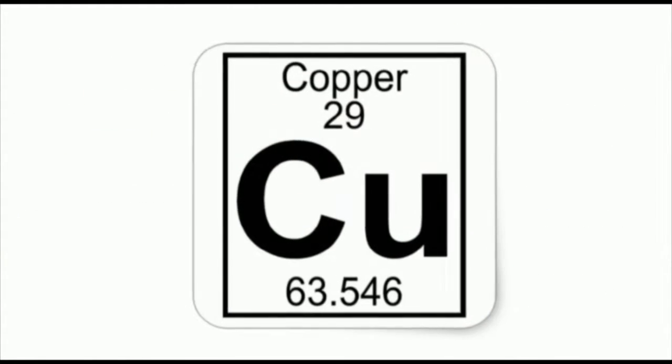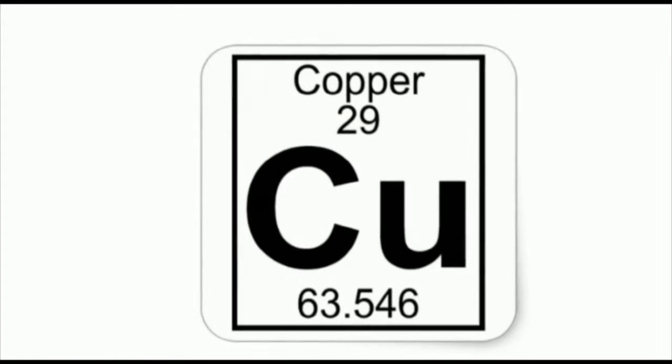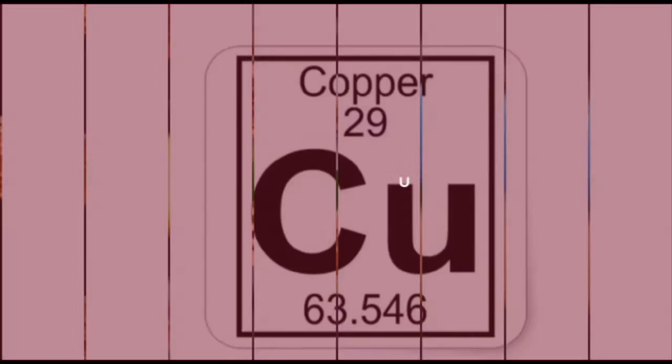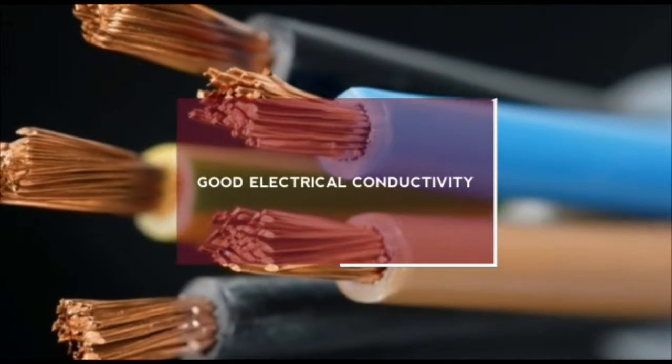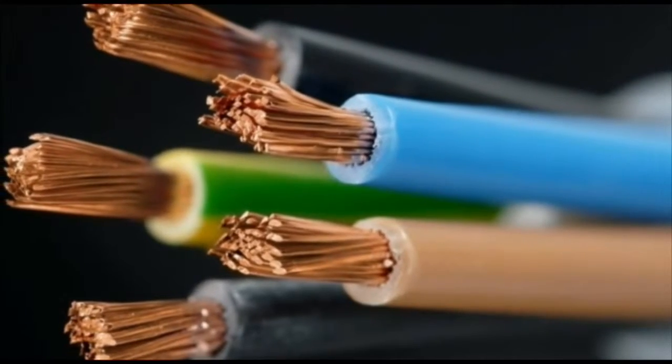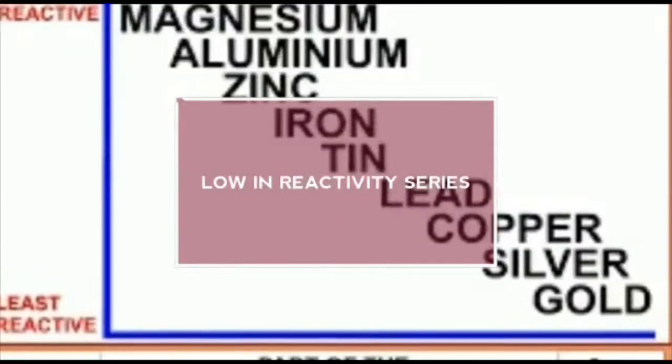The word copper comes from the Latin word cuprum, which means ore of Cyprus. This is why the chemical symbol for copper is Cu. It has many extremely useful properties, including good electrical conductivity. This means that the resistance of a length of copper wire is relatively low.